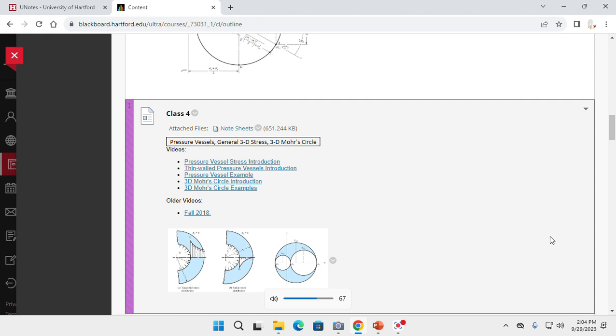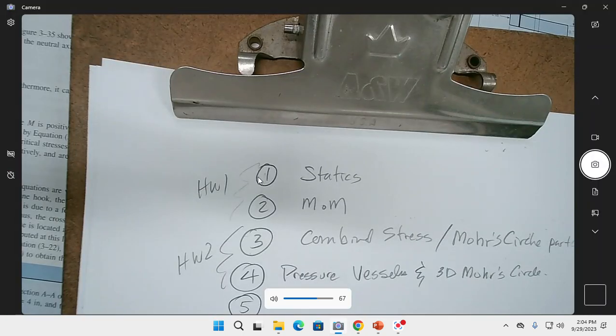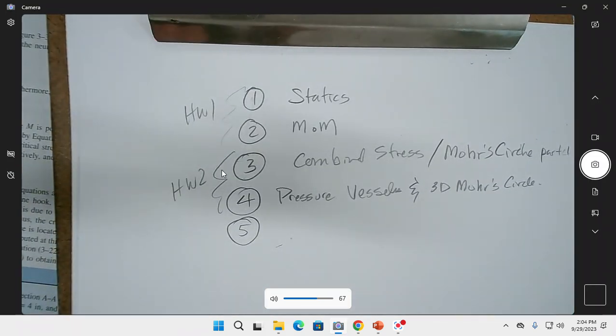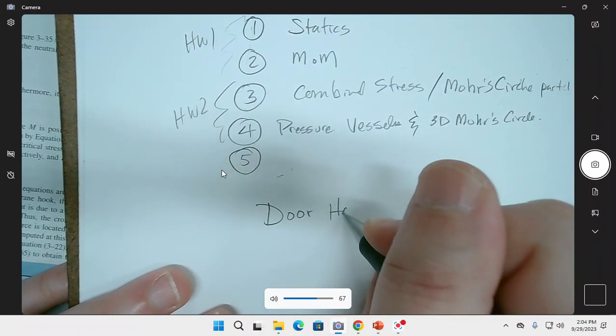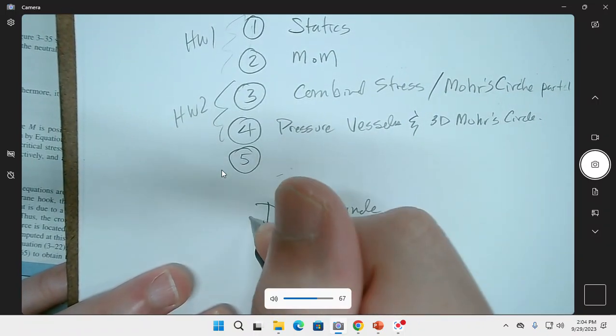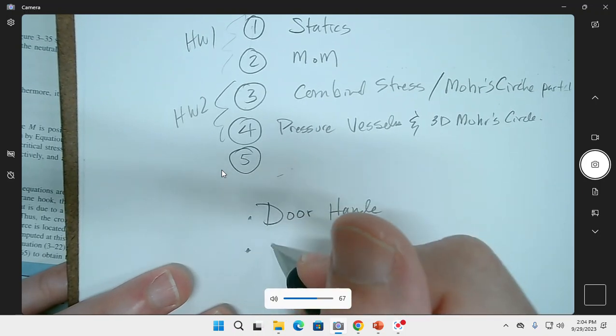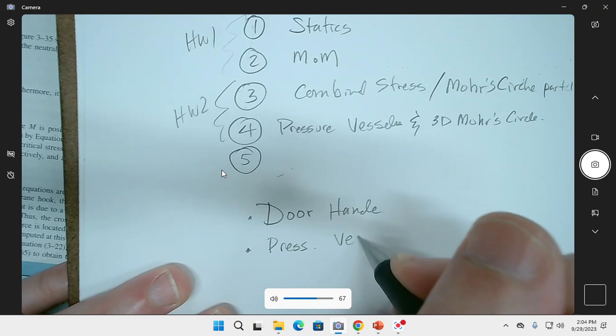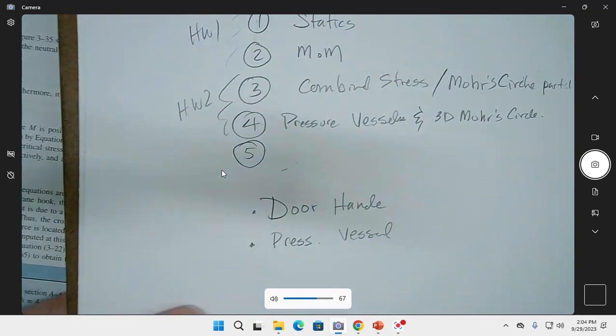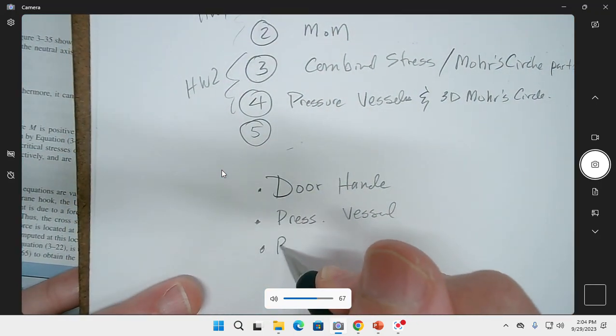But you can almost count on, and I meant to write this down, let's put the camera back on. Here you go. What's going to be on here? Door handle. Pressure vessel. Principal stress.